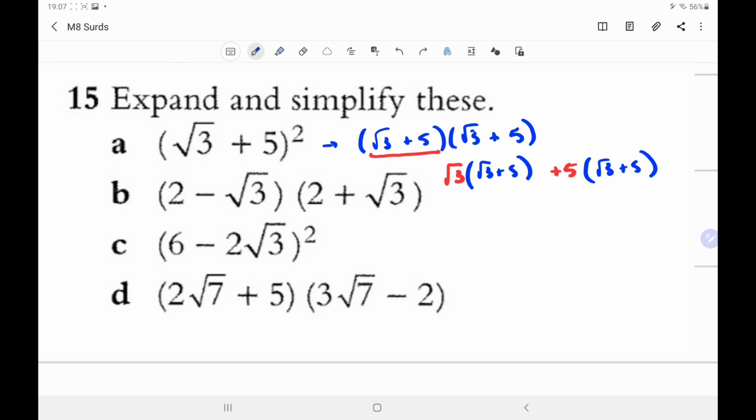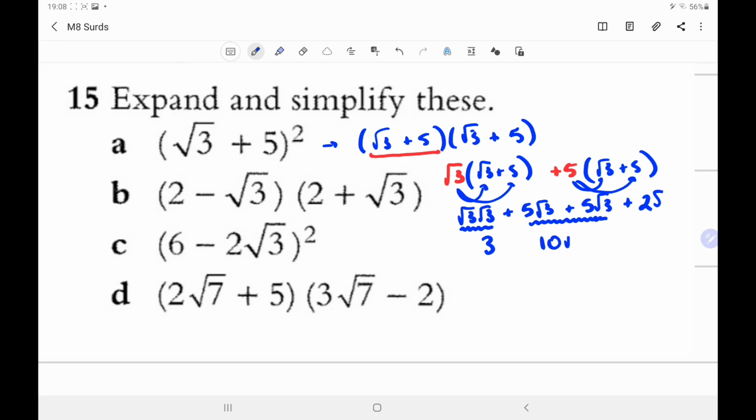So then, root 3 times root 3 plus 5 times root 3 plus another 5 times root 3 plus 5 times 5, which is 25. So root 3 times root 3 is 3. 5 root 3 plus another 5 root 3 is 10 root 3, and we're adding it on, and then we're adding on 25 as well. So nearly done. We have 3 here, 25 there, so altogether that's 28. We have a 10 root 3 at the start, so 10 root 3 plus 28.